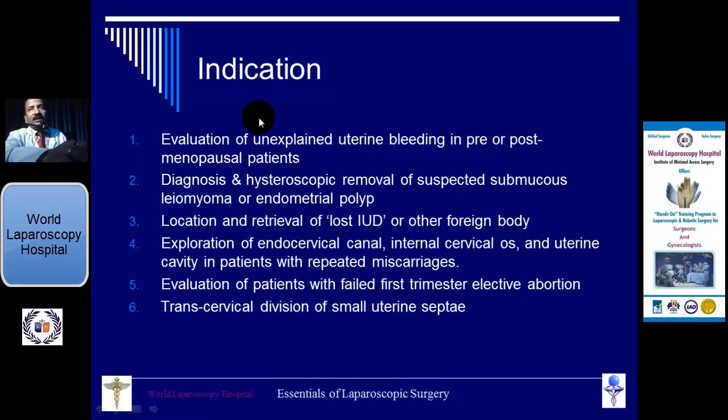The most important indications are evaluation of unexplained uterine bleeding in a pre or post-menopausal patient, diagnosis and hysteroscopic removal of suspected submucous leiomyoma or endometrial polyp, then the location and retrieval of a lost IUCD and any other foreign body, exploration of the endocervical canal, internal cervical os and the uterine cavity in patients with repeated miscarriage, evaluation of the patient with failed first trimester elective abortion, and transcervical division of small uterine septi. These are the most common indications of hysteroscopy.